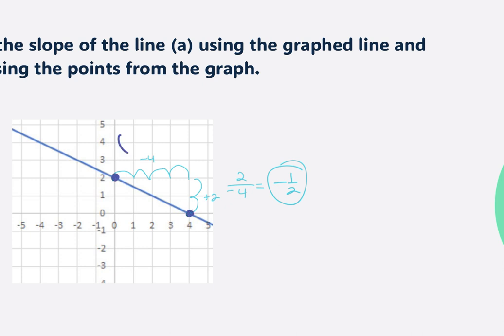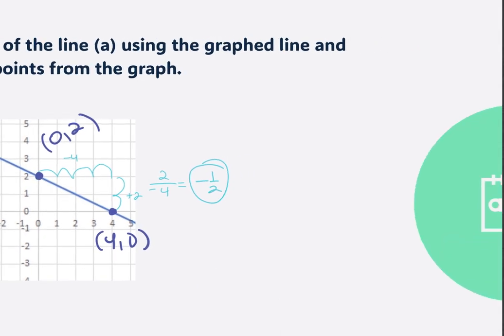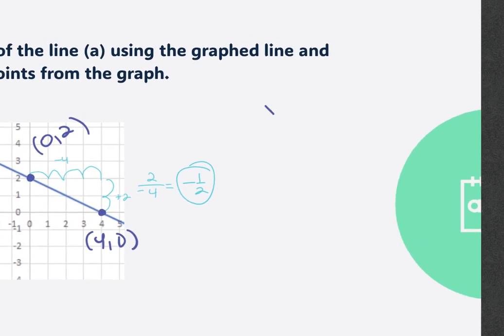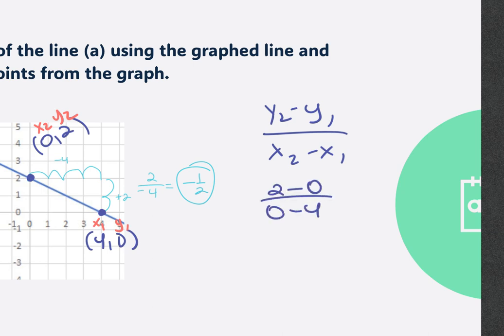Now from points, so let's just say they gave you the coordinate points instead of giving you the graph. This would have been 0, 2. This would have been 4, 0. So if I did my y2 minus y1 over x2 minus x1, I could call either one the 1s or the 2s. It doesn't matter as long as I'm consistent. So if I make these my 1s and these my 2s, then I get 2 minus 0 over 0 minus 4, 2 over -4, which is -1/2.